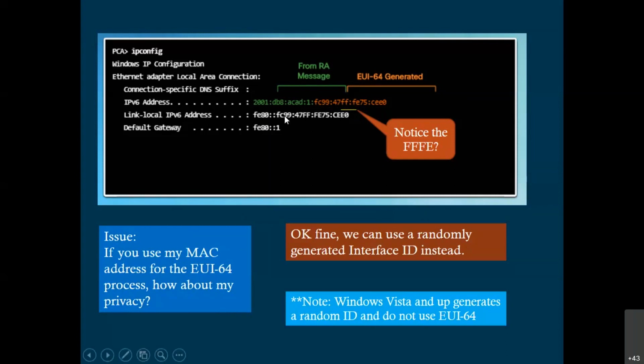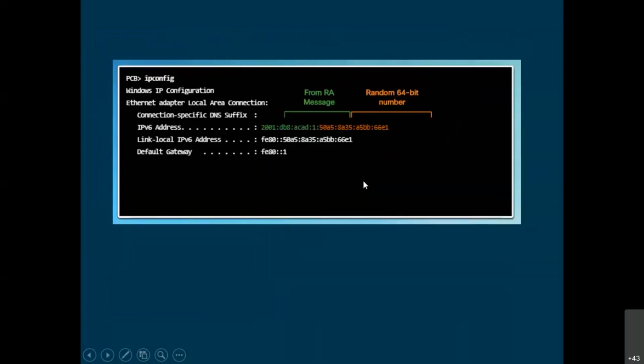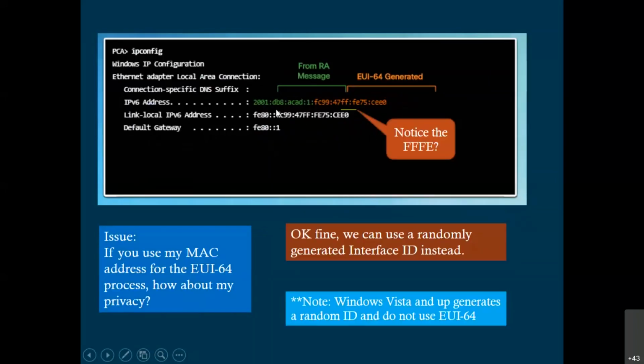So some people are not very happy with this because they feel like their privacy is being encroached upon. Somebody's messing with their privacy. So rather than use EUI64, they chose to use a randomly generated interface ID. So Windows Vista and up generates a random ID and does not use EUI64. So a random ID is just any random number. Any random number.